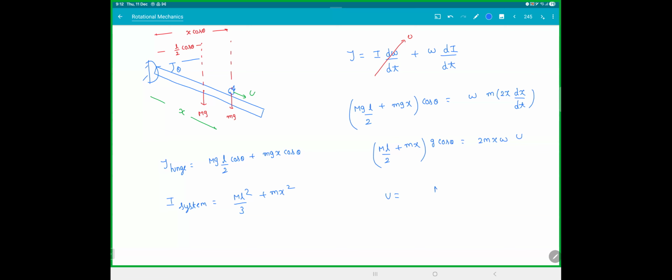Not a great answer, but this is what was happening. The insect is walking in such a way that the rate of change of moment of inertia balances the torque. Got the idea? So this is a variable moment of inertia problem. So that is how you can mess up moment of inertia. Any doubts on this? All clear? Go ahead. Next one.